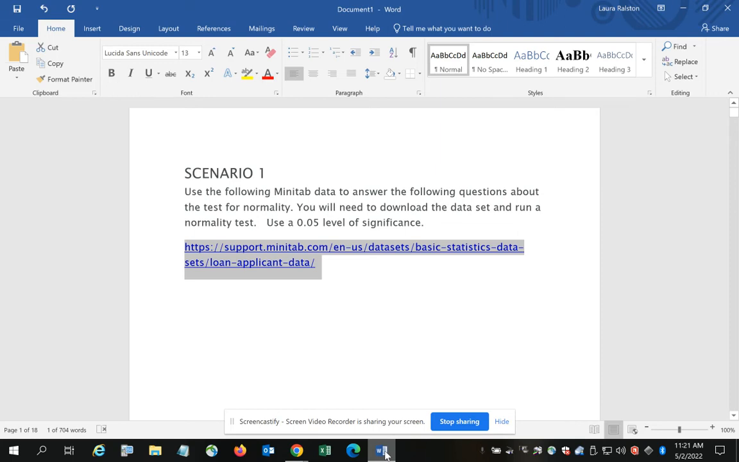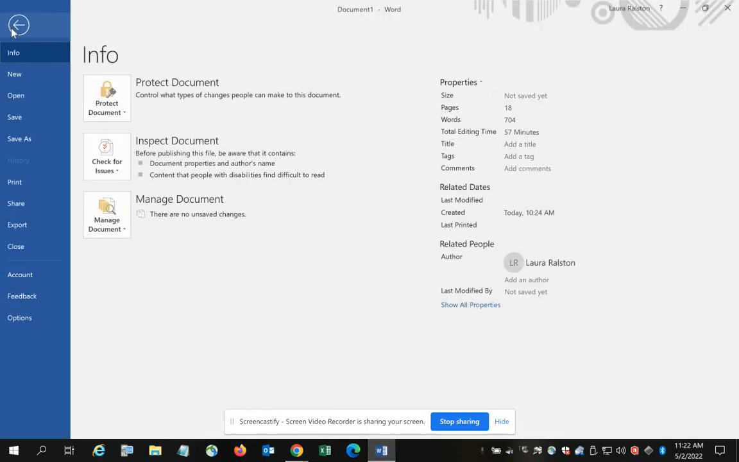This is an answer key to the STAT 2401 final exam review. I noticed some of you were struggling with some of the problems, so I want to work through them for you. So, scenario one says use the Minitab data, and you're given the link to answer the following questions about the test for normality. And those, of course, are in D2L. But basically, you're going to run a hypothesis test to determine if the data is a normal distribution.